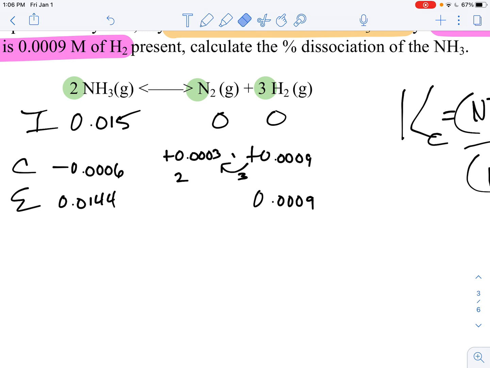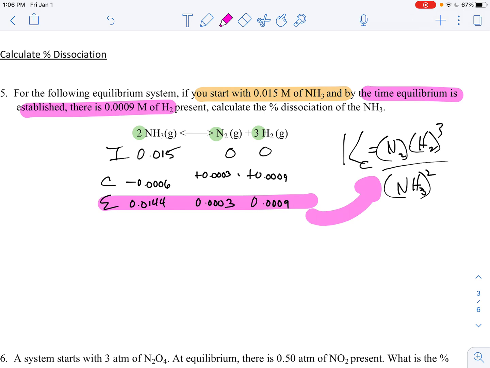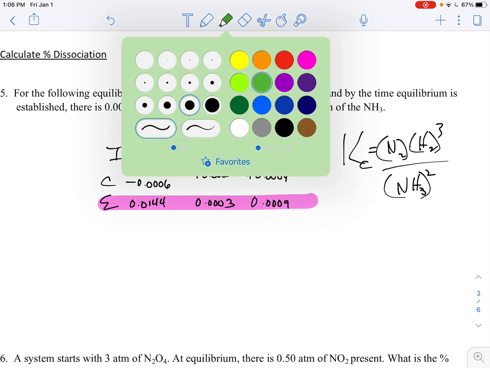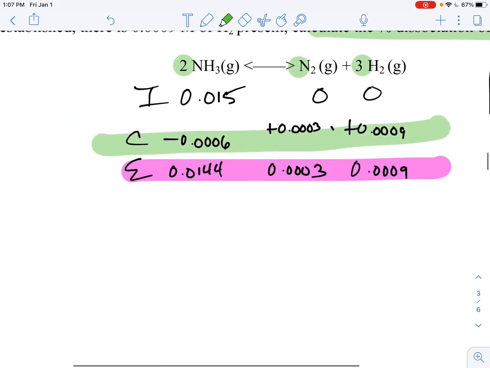All right, so I've got all my numbers filled in, and if I wanted to, I could go ahead and calculate what the K is, and I could if I was so interested. I could now take all of these numbers here and I could plug them into my equation, but that's not what it's asking for. What it wants is it wants to know what the percent dissociation is. It wants to know this. It wants to know the percent dissociation.